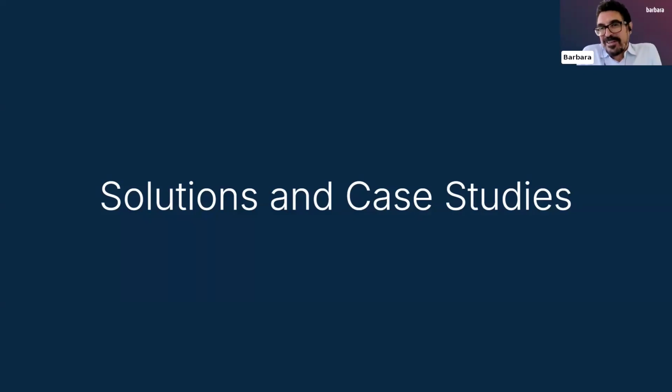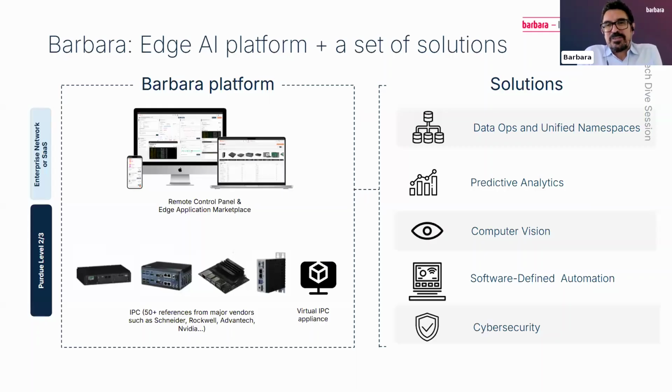So now I would like to start showing you how to deploy a couple of basic use cases, okay? Well, not so basic. At the end, they are quite interesting. Let's start by showing this slide that, at the end, summarizes everything. We can use the Barbara platform plus different edge nodes to deploy different solutions, okay? We have listed here five different solutions that are really, really common for us, okay? These are some of the big groups that our customers demand of us to do with Panel, which are DataOps and unifying namespaces, predictive analytics, computer vision, software-defined automation, and cybersecurity.